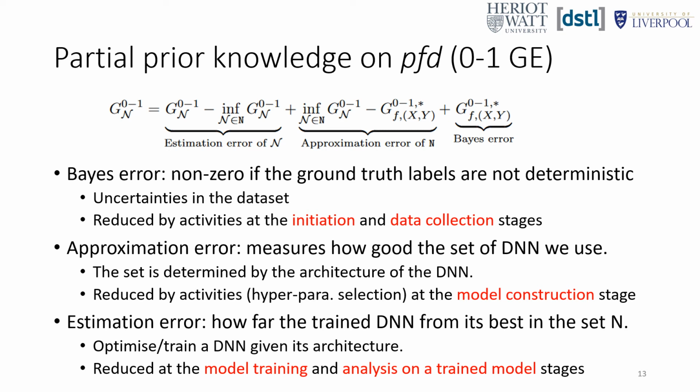The second one is the approximation error of a set of DNNs. That set is determined by the architecture of the DNN, like the number of layers and the choice of the activation functions. Therefore, intuitively, this error is measuring how good the hyperparameters of this DNN are, and this error can be reduced by activities at the model construction stage. Finally, the third one is the estimation error of a trained DNN. Essentially, this error measures how far the trained DNN is from the best one in the set of DNNs having the same architecture. In other words, it's about the training and optimization of the DNN given an architecture. So this error can be reduced at the model training and analysis of a trained model stages.